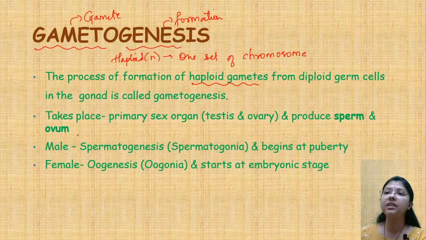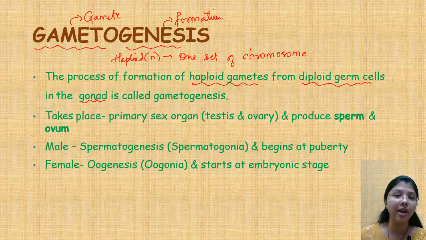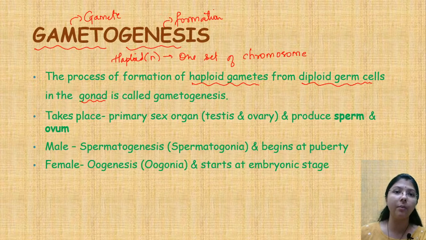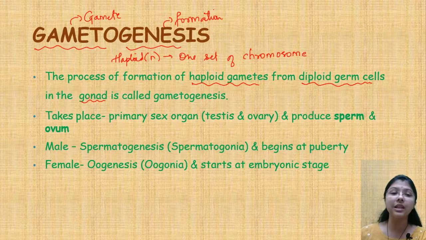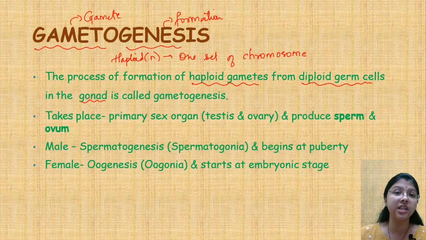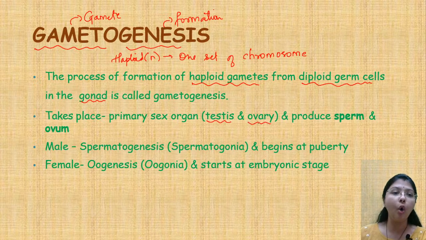So you can define this as the process of formation of haploid gametes from the diploid germ cells in the gonads. Now, what do you mean by gonads? Gonads are the primary sex organs which are responsible for the formation of gametes. And this process will be termed as gametogenesis. Fine? Now, the gonads is the term used to represent the primary sex organs, and the primary sex organs, as we have already studied, are the testis and the ovary, right?